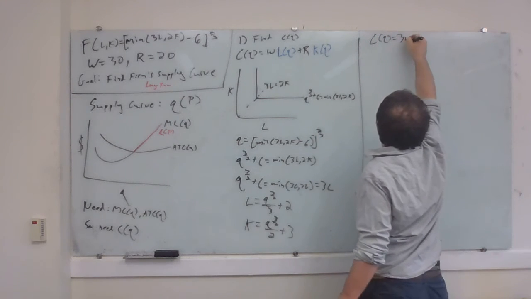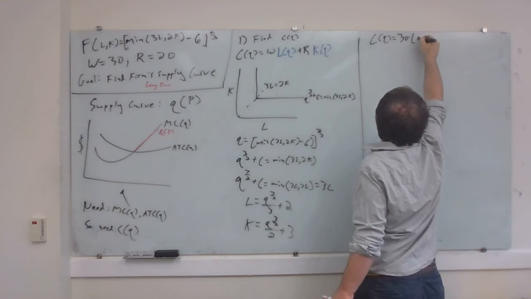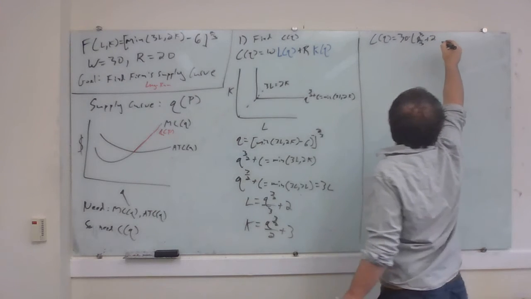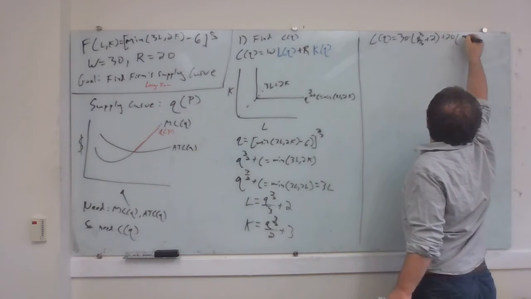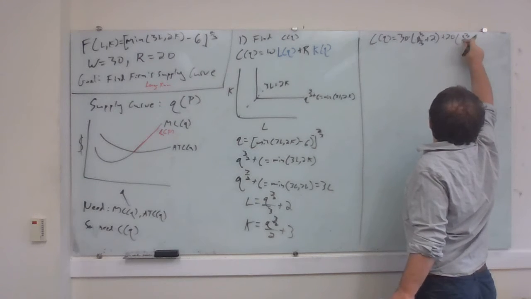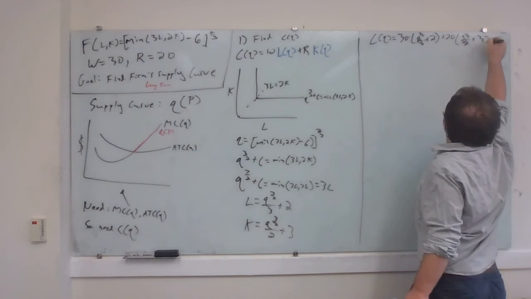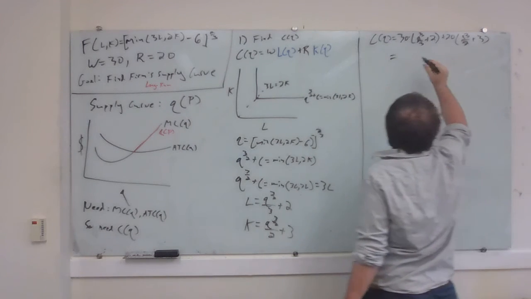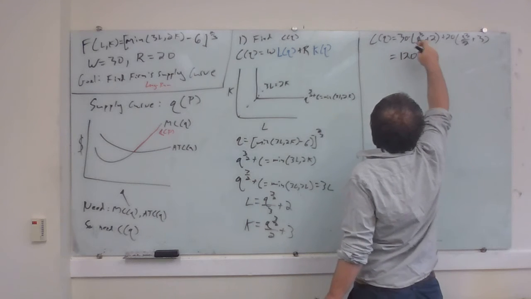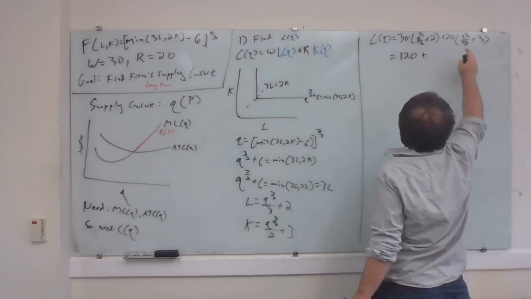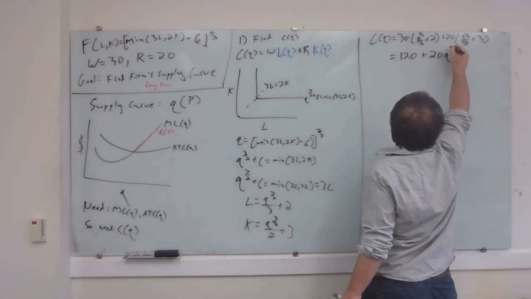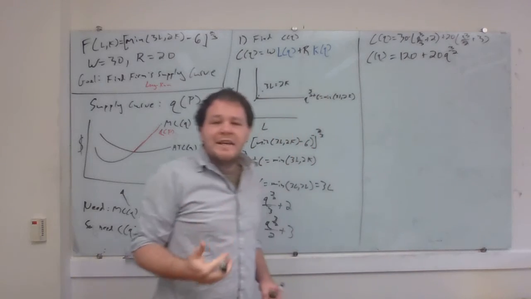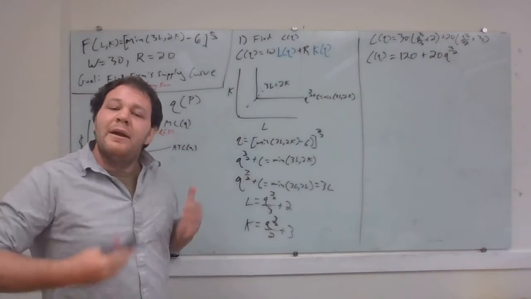And this means that our cost function here is going to be W, which is 30, times (Q to the 3 halves plus 6) over 3, plus 20 times (Q to the 3 halves plus 6) over 2. So this is going to be 30 times 6 over 3 is 60, 20 times 6 over 2 is 60, so it's going to be 120, plus 30 over 3 is 10, 20 over 2 is 10, so plus 20 Q to the 3 halves. Beautiful.